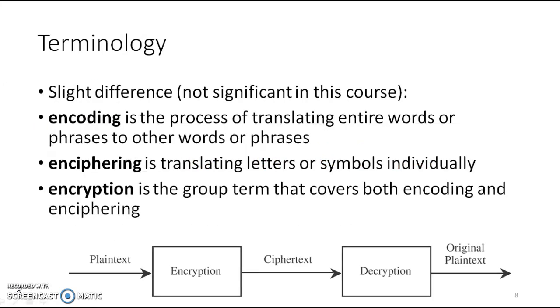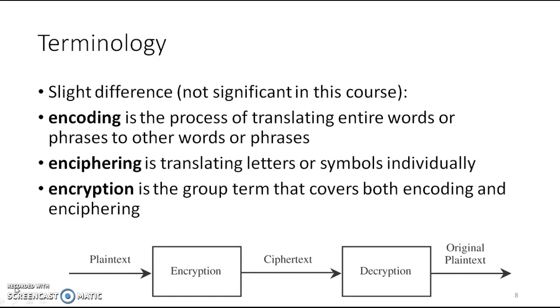There is a slight difference, not significant in this course. Encoding is the process of translating entire words or phrases to other words or phrases. Enciphering is translating letters or symbols individually. So there is a little bit of difference between these two, while encryption is a group term that covers both encoding and enciphering. Encryption is a more comprehensive word.